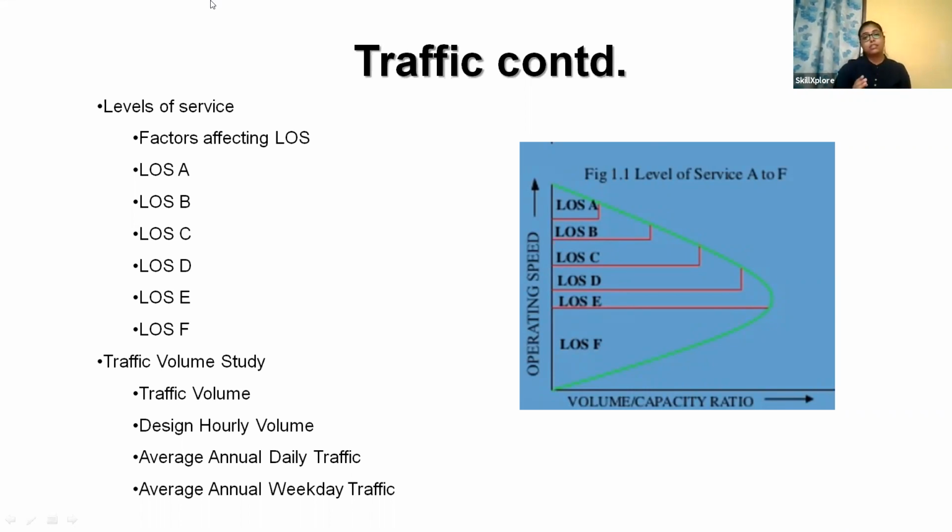Next is the traffic volume study. Traffic volume itself, as we have seen in the capacity portion, can also be divided in different ways. Do we have to design our pavement for the maximum volume? No, then it will be uneconomical. So we have to find some kind of attribute, like average annual daily traffic, or some kind of traffic we have to consider for design purposes. Which one is more apt for design purposes, and why have we selected that?